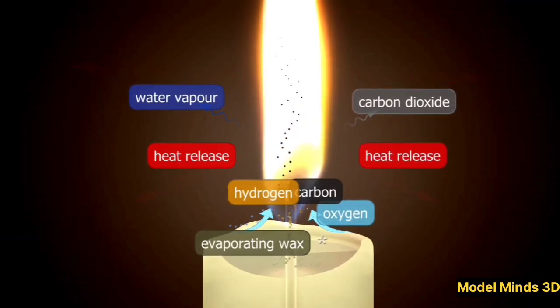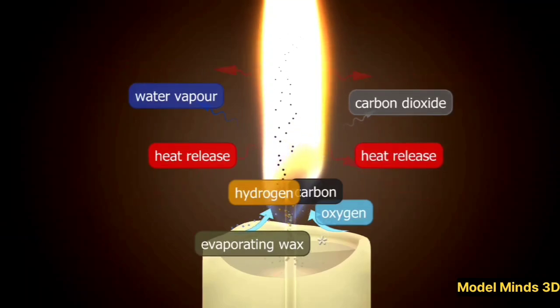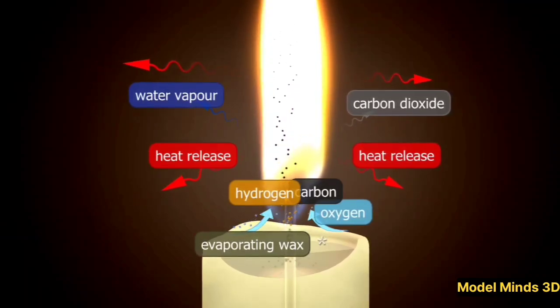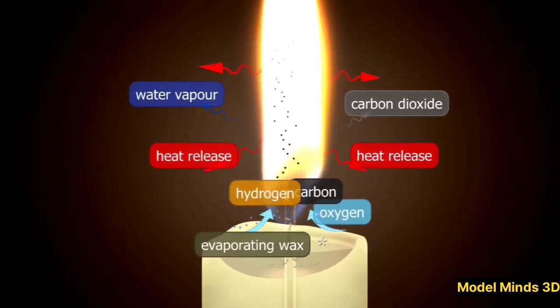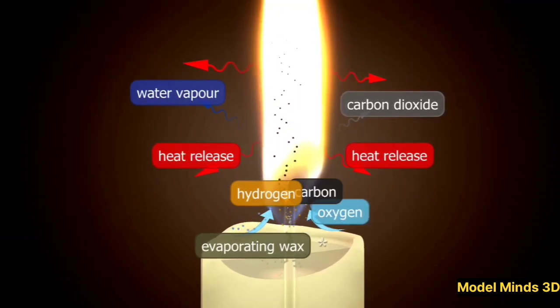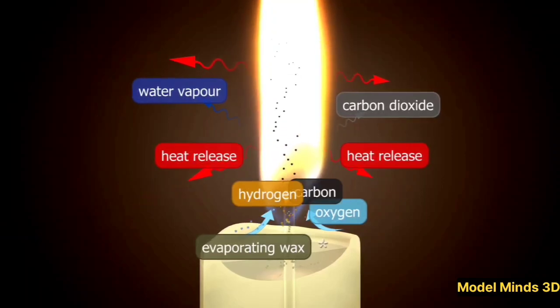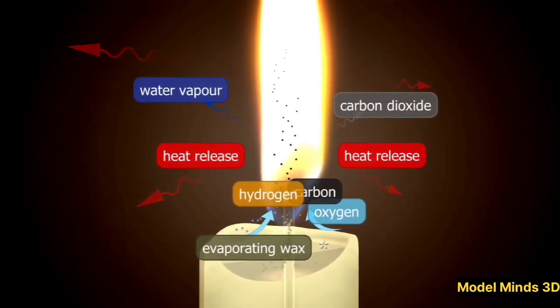Ever noticed how a candle flame flickers? This happens because of air currents around the flame. As hot air rises, cooler air rushes in to take its place, creating tiny movements in the flame. Even your breath or a gentle breeze can make the flame dance.